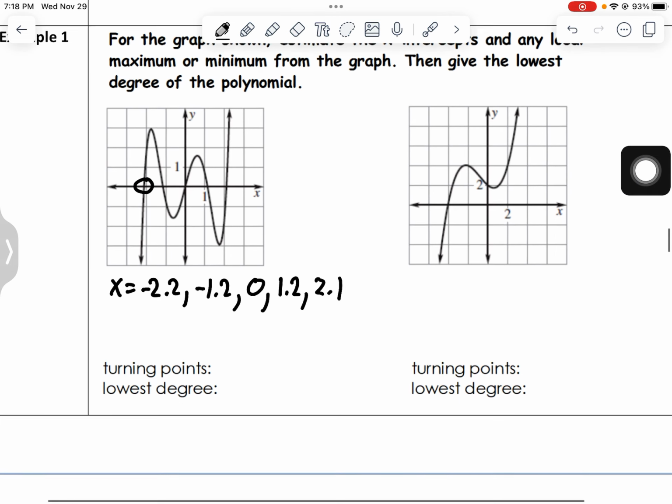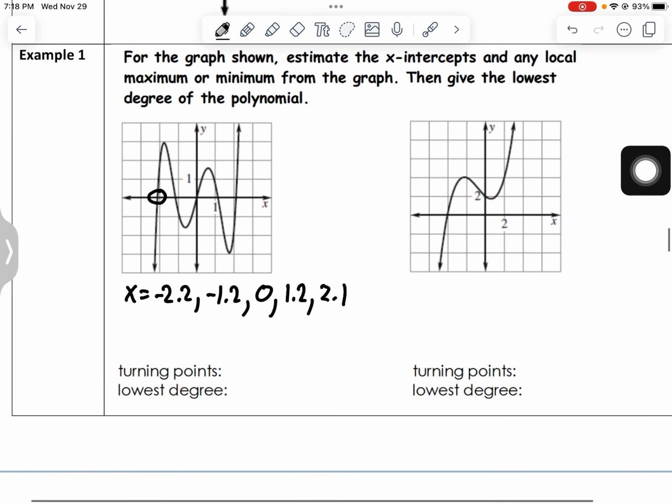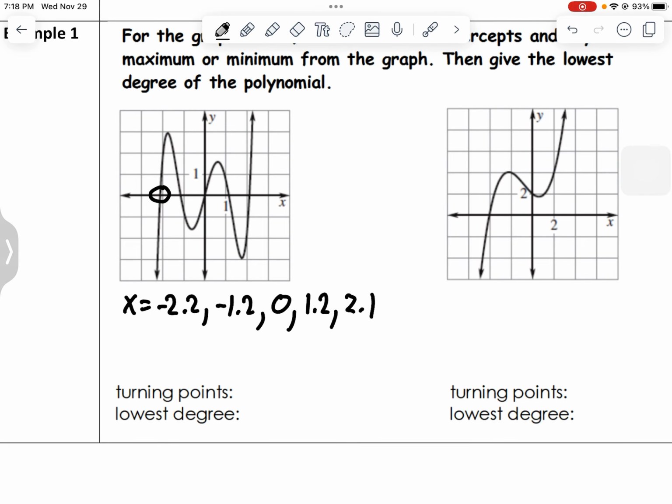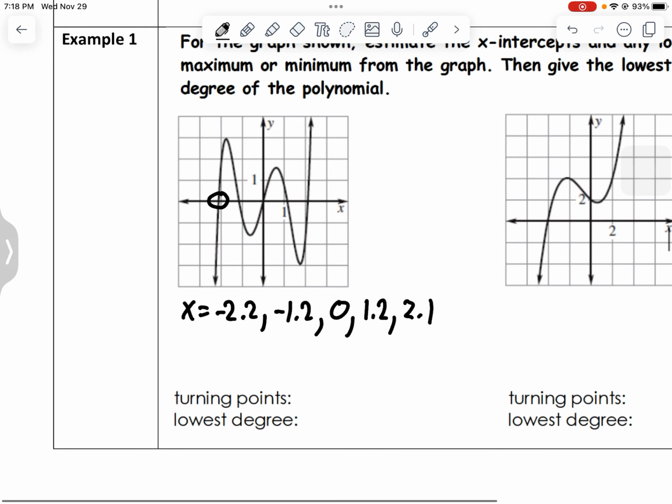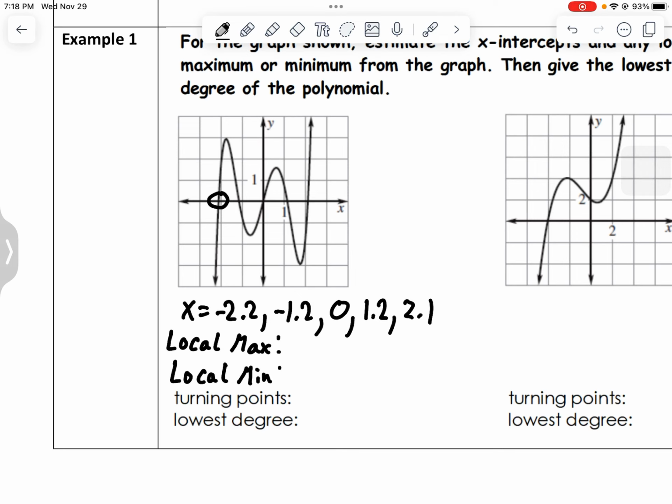So in this case, we probably should have left a little bit more room here, but that's fine. So the local maximums and local minimums of the graph, we do see quite a few of those. So let me write this down here. Local max. And when we're talking about the local max and the local minimums, we only need the y values. So we're just looking for the y values for these ones.